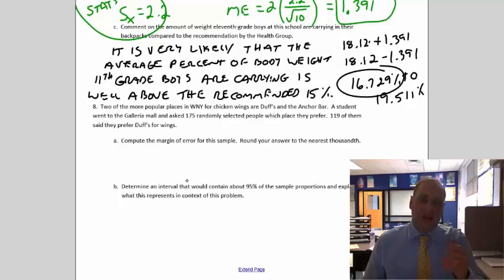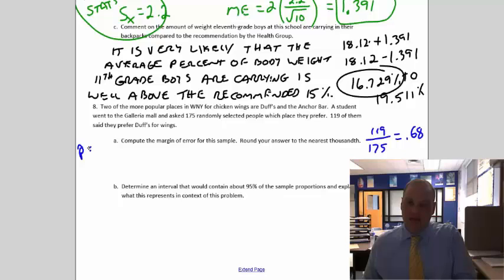Now, if you did this study in Niagara Falls, it's probably not a good study because we have a Duff's and we don't have an Anchor Bar, so a lot of people may not have tried both. A centrally located place like the Galleria Mall is a good place to ask. 175 were asked, right? 119 of them said they prefer Duff's for wings. So 119 out of 175 comes out to be 0.68. That's going to be our p hat. So our p hat is 0.68. That's the proportion that preferred Duff's over Anchor Bar.